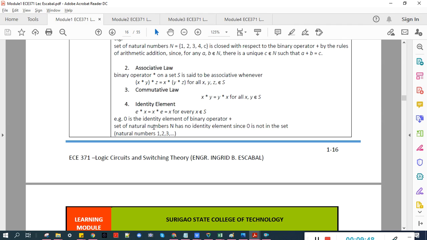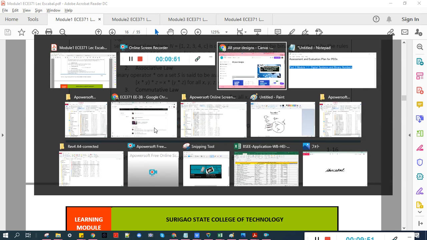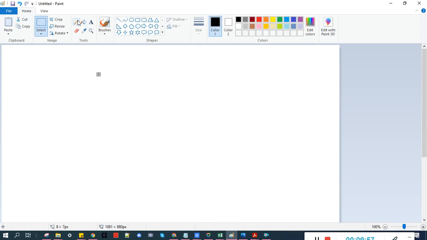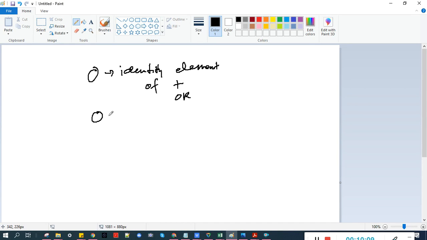0 is the identity element of the OR operation. Right? If we have 0 or x, or x or 0, we're doing Boolean, okay, not the usual arithmetic. This is Boolean operation. Whatever is the input x, this will always result in the same input.